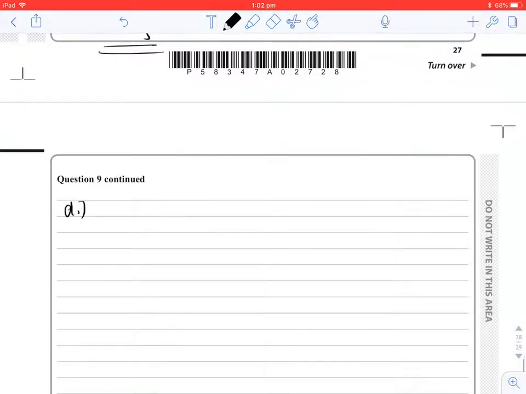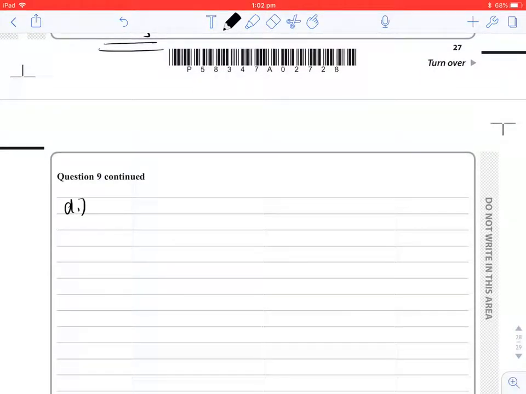Part D. Identify one limitation of the model that will affect your accuracy. To be honest, looking at this, you could say that the pulley is unlikely to be smooth. In real life, there's probably going to be friction.